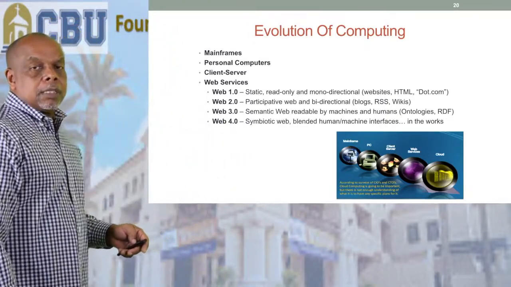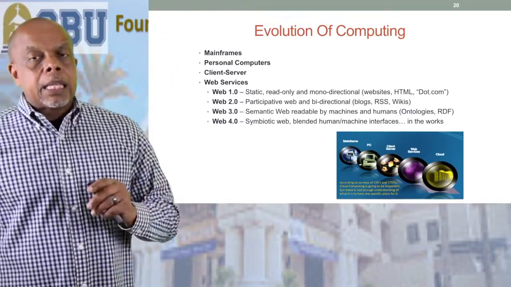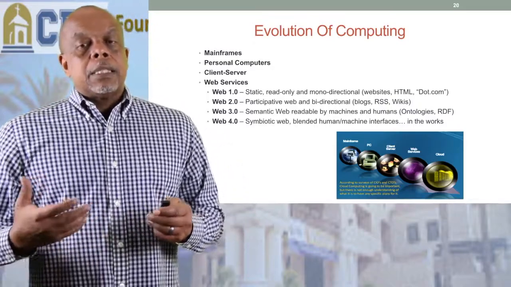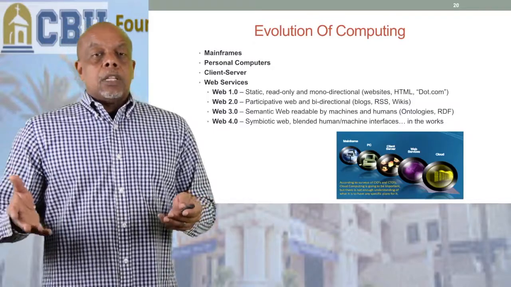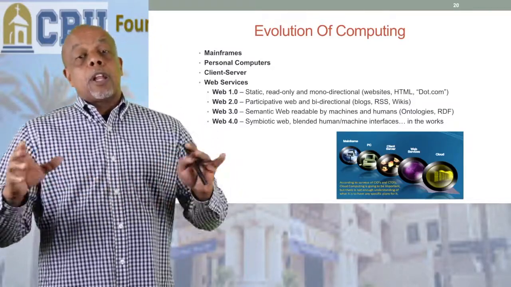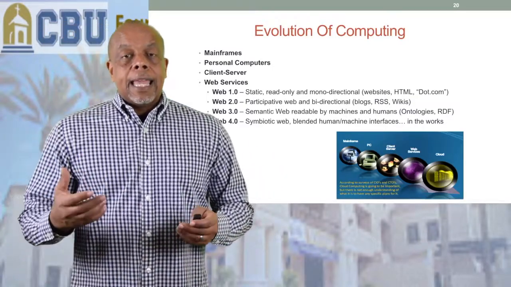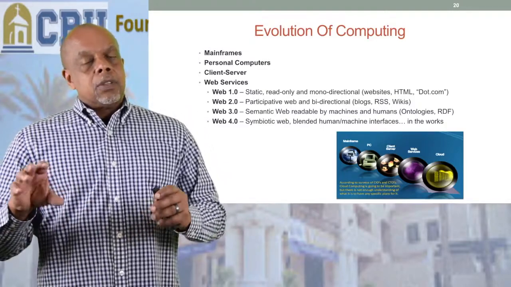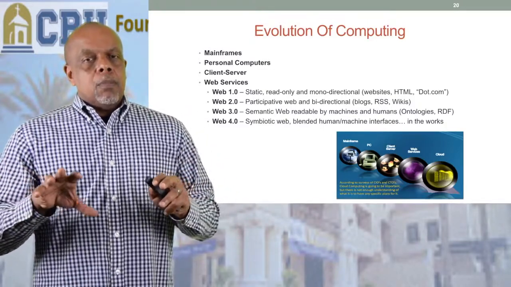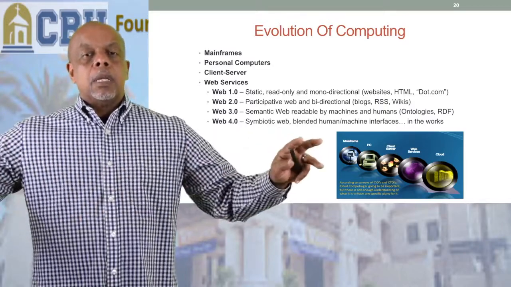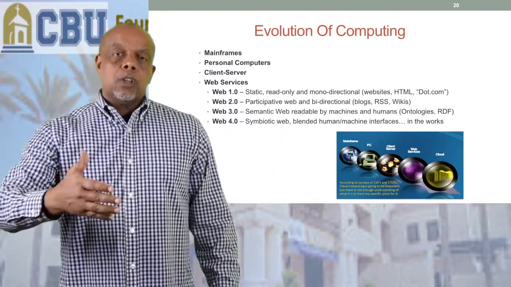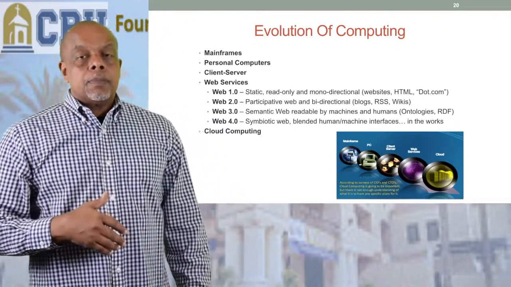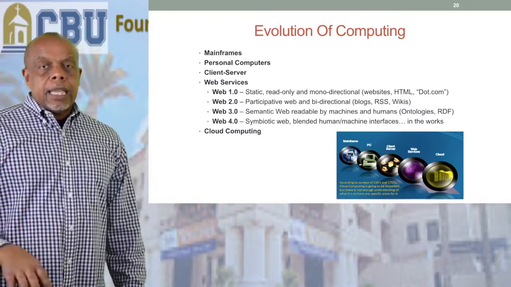Well, it's called the symbiotic web, and that's going to be kind of a blended interface. And we don't even know what that looks like now. We're working on Web 4.0 now. But with things like AI, artificial intelligence, and all those things, you're going to see more of what you're seeing in Web 3.0, but it's going to be much more enhanced as far as the human-machine interfaces between the webs and us. Which then takes us to cloud computing.